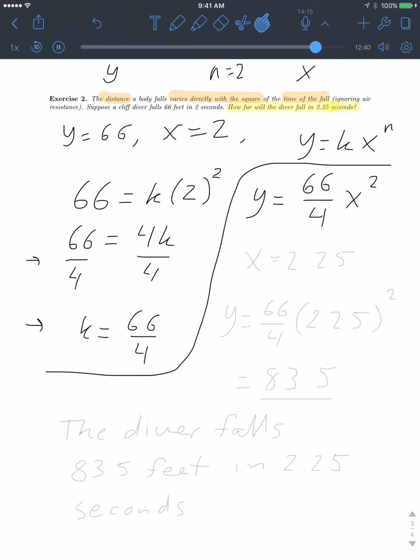But we're changing something. We're changing the length of time that the body is falling. So if x now is not 2 seconds, but is instead 2.25 seconds, how does that change y? How far will the body fall in that time frame? So if we plug in this different value for x, we'll get 66 over 4 times 2.25 squared. And that works out to about 83.5.